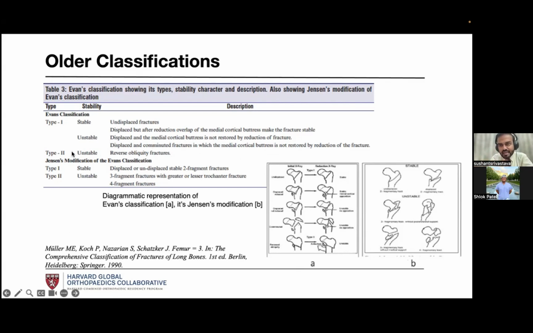Now, Jensen gave a modification of the Evans classification wherein he described type 1 as stable, displaced or undisplaced, two fragment fractures. So if you try to understand here, this is Jensen's modification of the Evans classification, and type 2 is the unstable three fragment fracture with greater or lesser trochanter, or four fragment fracture.